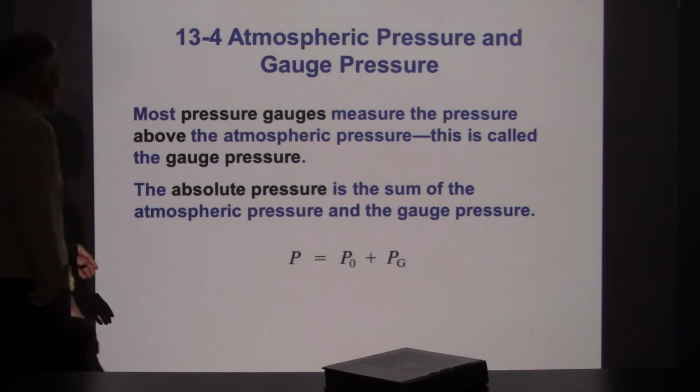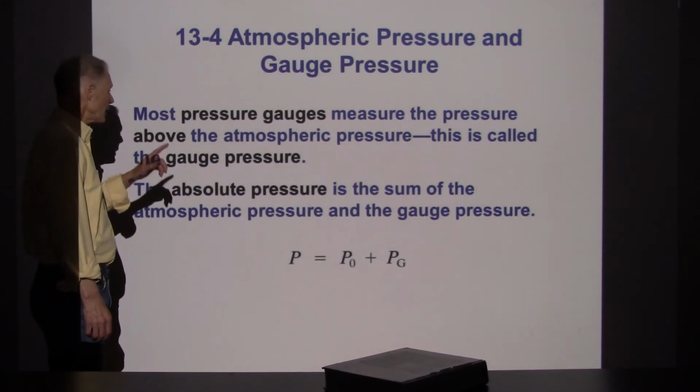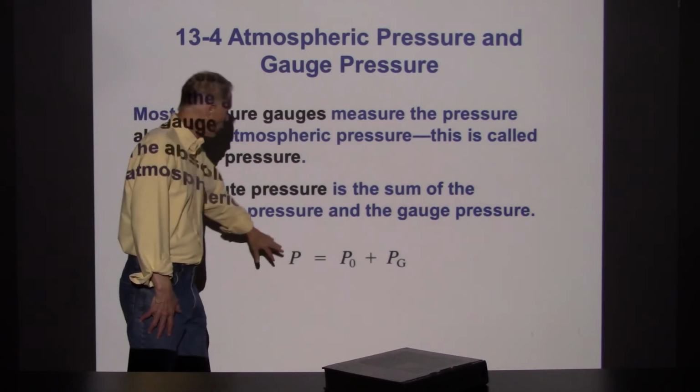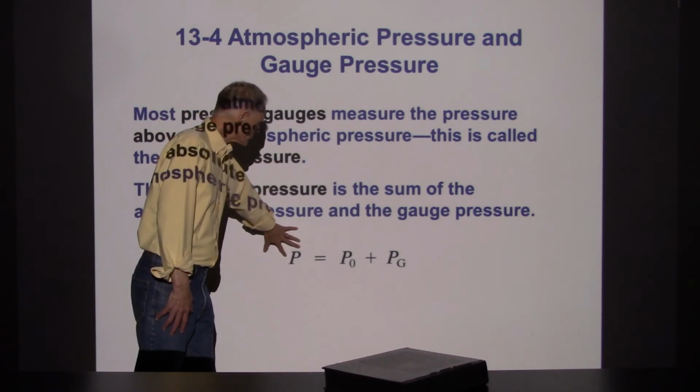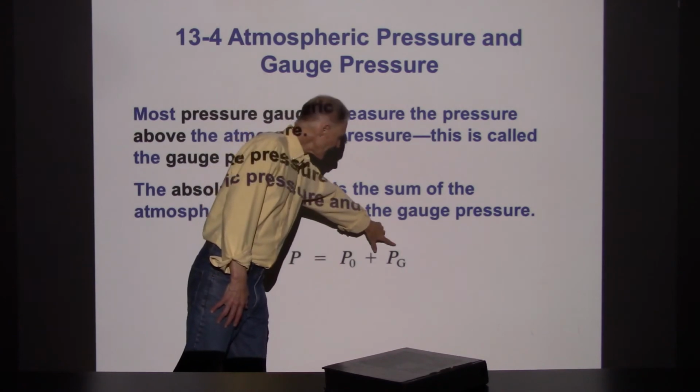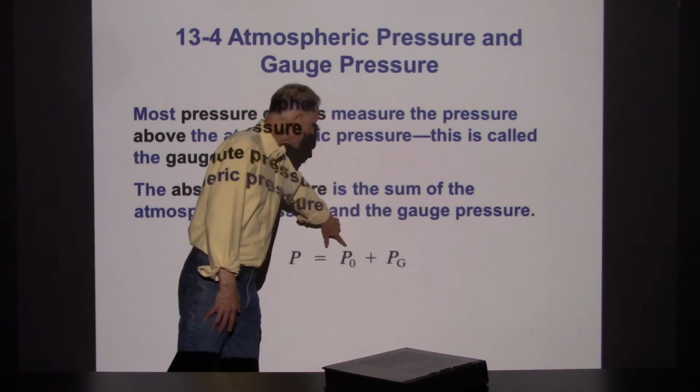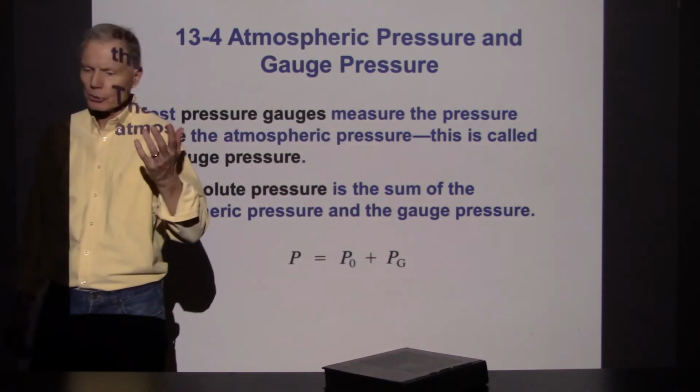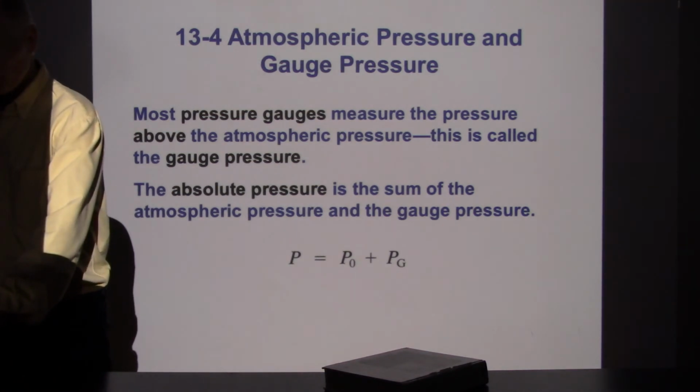Okay. So now, getting back to the gauge pressure, the absolute pressure that we measure is taking gauge pressure and then adding in the background atmospheric pressure. Just a reminder.